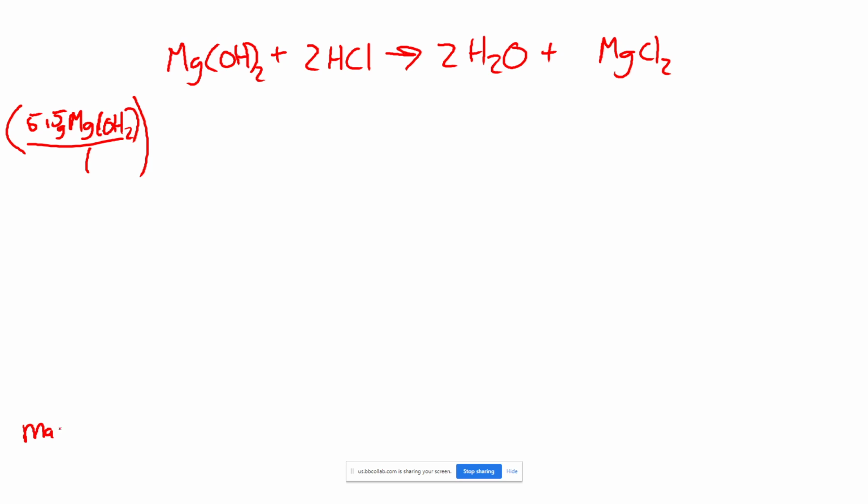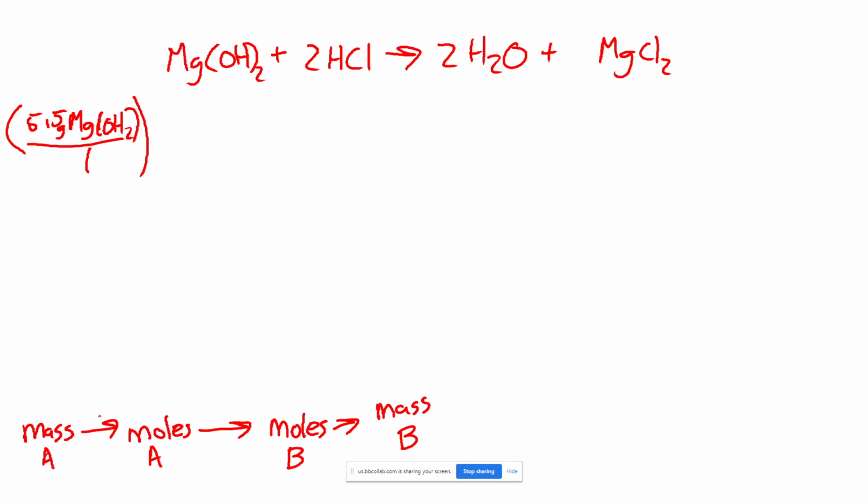And so what we're trying to do here is the process that was described in these slides, where we go from the mass of something to moles. So this would be the mass of A to moles of A to moles of B, and then mass of that second thing. So we're starting with the mass of the magnesium hydroxide, and we're trying to figure out what mass of HCl would get used up if all of this reacted.